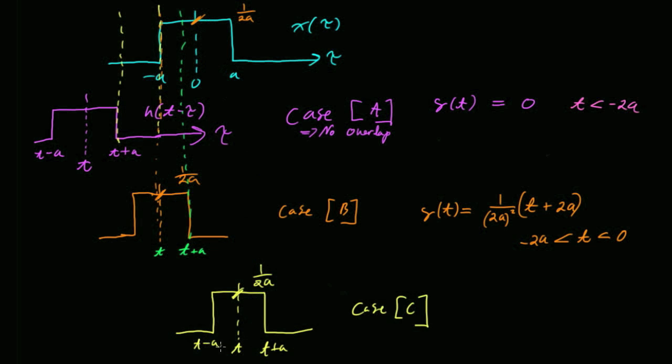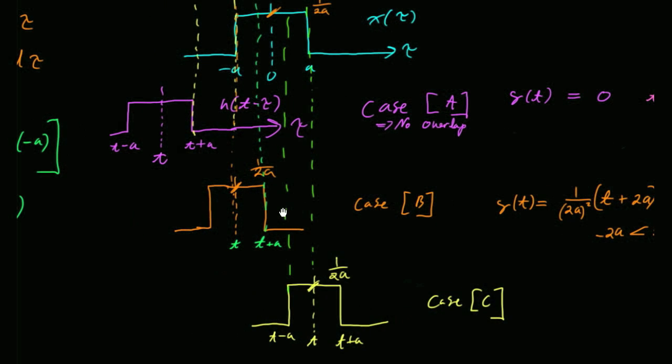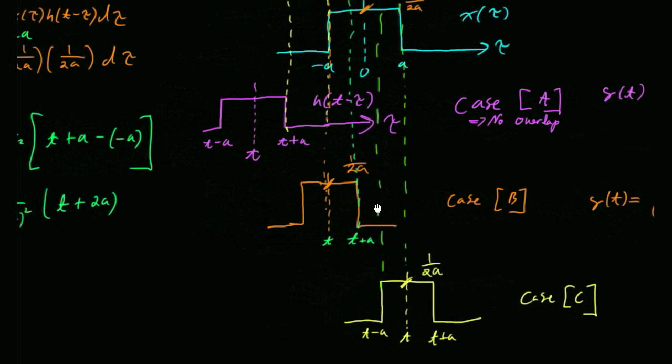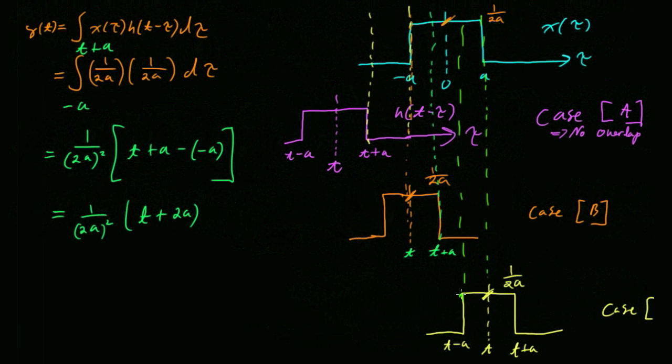I'm integrating it from this point, which is where the overlap starts, until this point, which is where the overlap ends. So it starts at t minus a, and it goes till a. This point is t minus a, and this is a. So that's your limits of integration: t minus a to a.